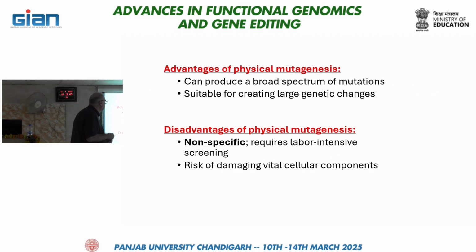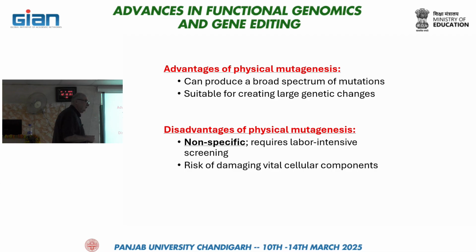Advantages of physical mutagenesis: it can produce a broad spectrum of mutations. So it's random, which is kind of an advantage, because then we can select mutants we really like or we are interested in. And it is suitable for creating large genetic changes. But we cannot control it at all, actually.